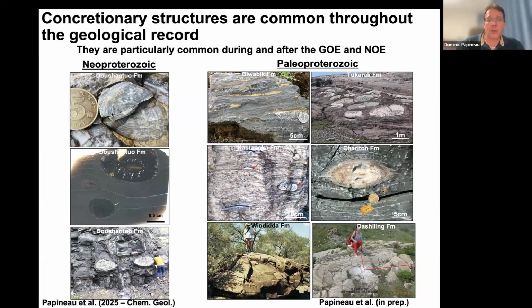And I can make a similar model for these layers that are slightly organic enriched in this apatite dolomite concretions. And these are older ones from the Paleoproterozoic. Some are meter or several meters in size. This one in the Windida Formation of Western Australia, several meters in diameter. This one from the Dashiling Formation, again, several meters in diameter. Beautiful circular concentricity, very commonly finding biomass in the form of residual organic matter or even fossils in the geometric center.